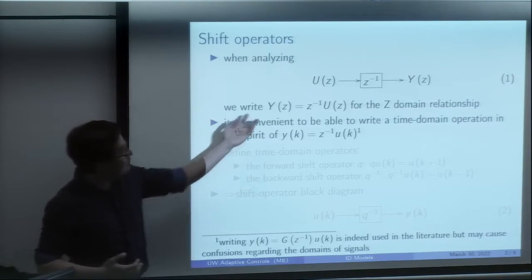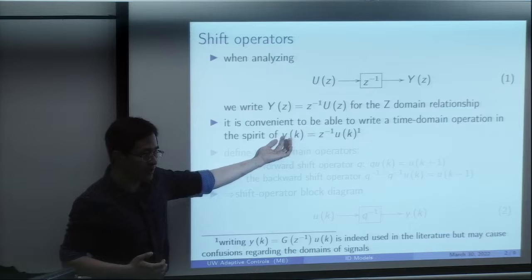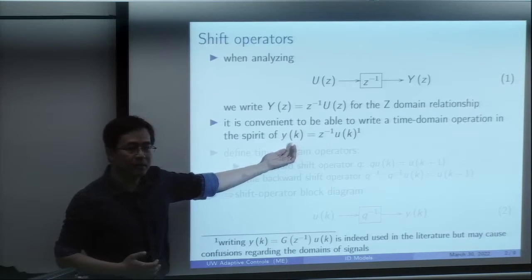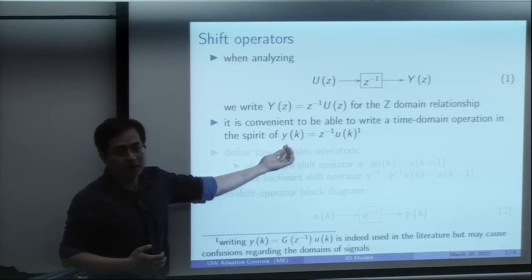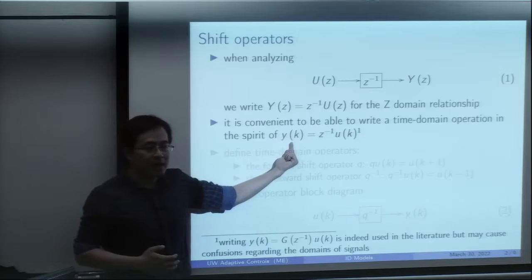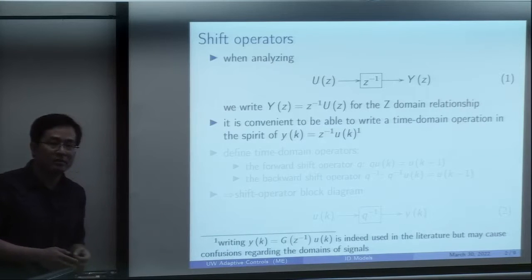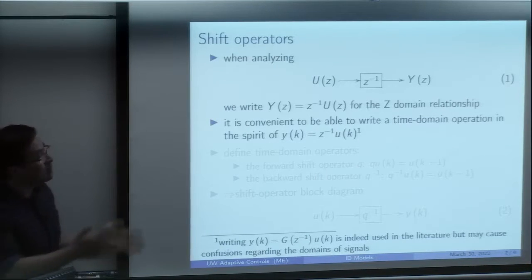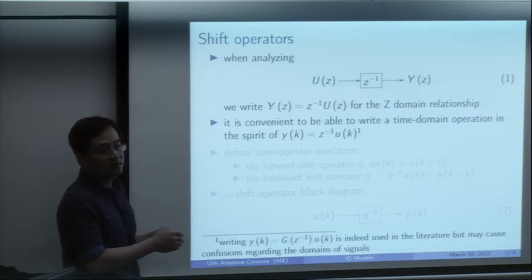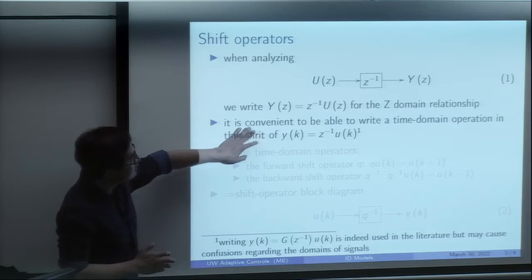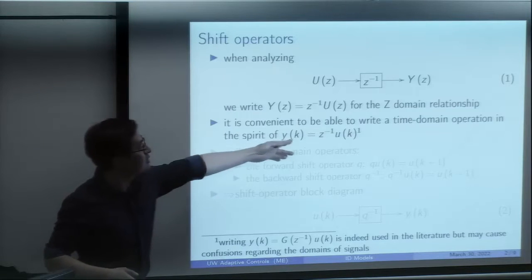We write this Z domain relationship as relating to the time domain, but we don't really want to write it this way because this is confusing. It is technically not very correct to write it this way because this is time domain and this is Z domain. So the two quantities are not in the same domain. You cannot multiply a signal in time domain with a Z domain quantity. So it is not correct. Sometimes, if it's not confusing from the context, we will use it in this way.